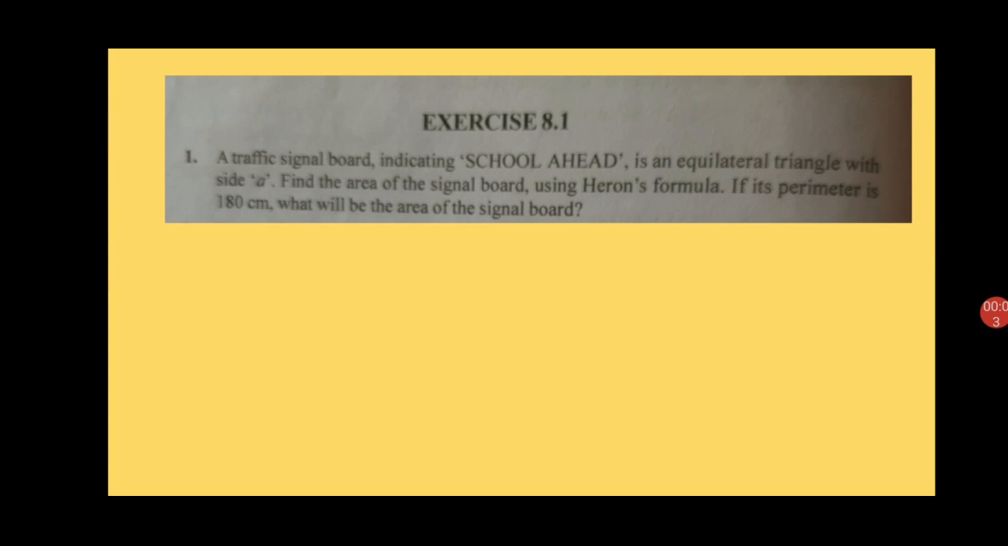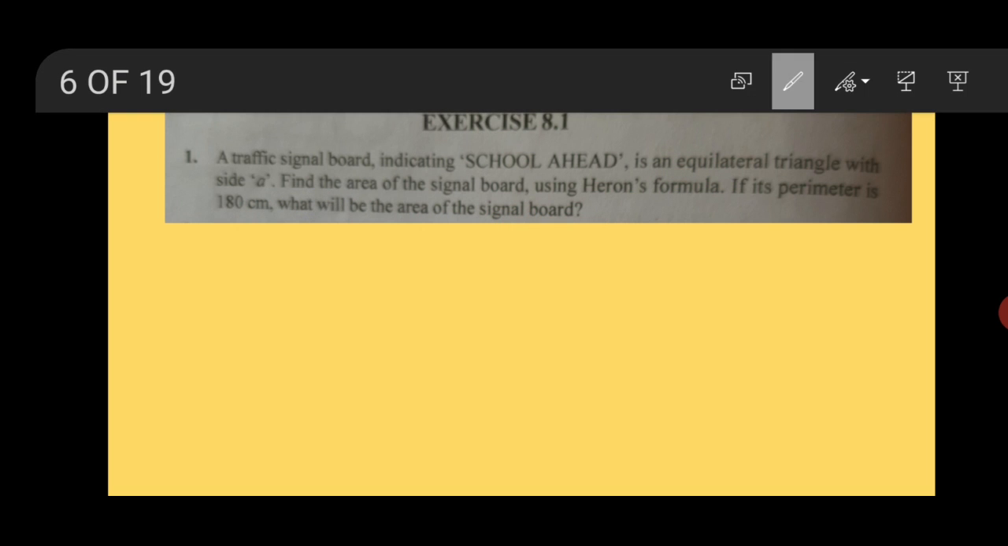Now take down exercise 8.1 question number 1. A traffic signal board indicating school ahead is an equilateral triangle with side a. Find the area of the signal board using Heron's formula. If its perimeter is 180 centimeter, what will be the area of the signal board? So, there are two questions. One is we have to find the area of the signal board which is in equilateral triangular shape using Heron's formula, and its perimeter, if it is 180 centimeter, then what will be the area of the signal board?